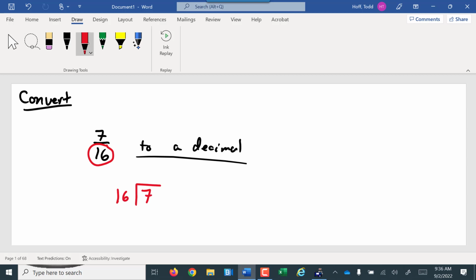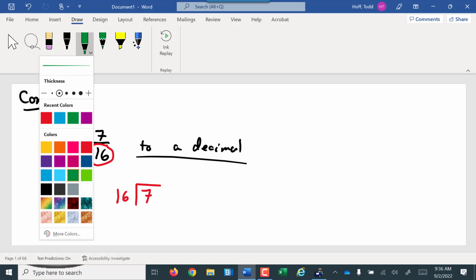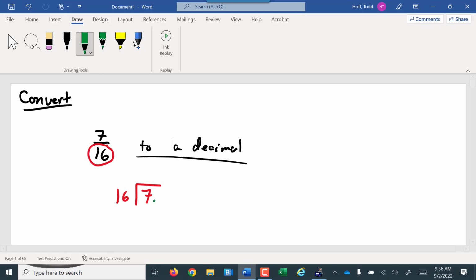We could do long division. Of course, 16 doesn't go into 7, so we have to add a decimal point. We bring that decimal point up, and we add zeros into it. 16 will go into 70 how many times? 4. 4 times 16 would be 64.